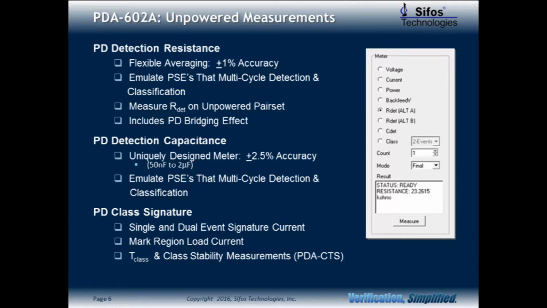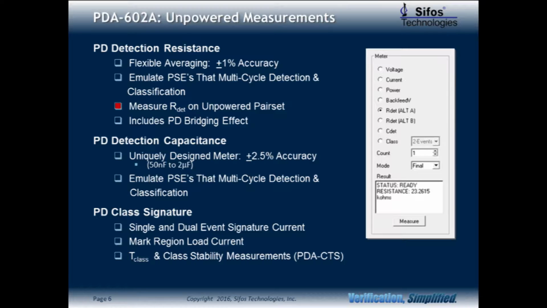Now we'll take a look at unpowered measurements. The PDA602 performs detection resistance measurements with 1% accuracy in each selected quadrant. Measurements can be cycled for averaging, as well as to emulate PSEs that, under power management control, cycle detection repeatedly prior to a power-up.